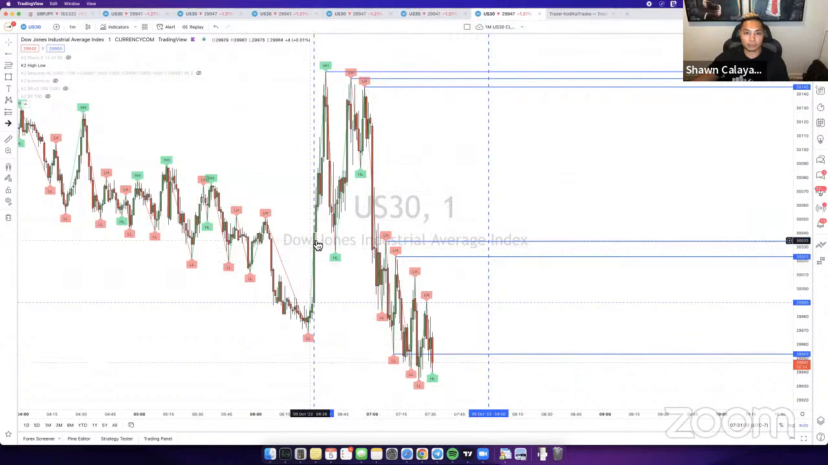So you can see right here on open, price pushed up, ranged for a bit, pushed down, and now it's just ranging down here. So there isn't really any clear direction at this moment.